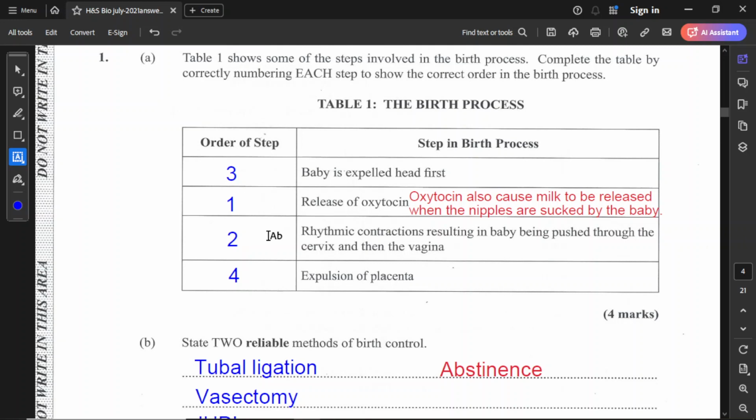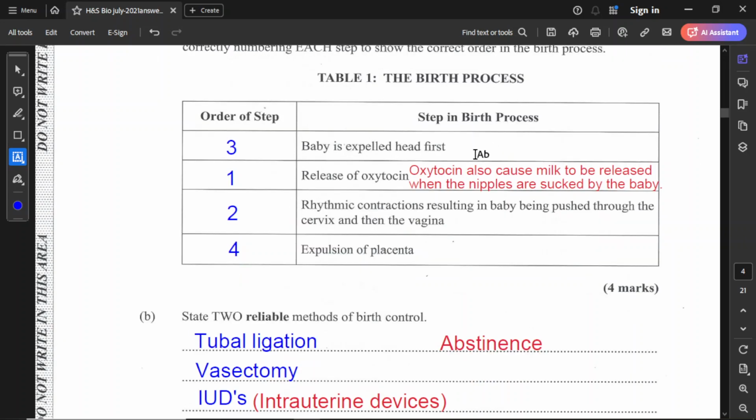The first thing that will happen here is the release of oxytocin. The point to note is that oxytocin also causes milk to be released when the nipples are sucked by the baby. So there are 2 points where you have oxytocin: one, to cause a contraction of the uterus, which brings about what they call labor, and after birth, to release milk from the breast. All right. And so based on this, since we're looking at the birth process, definitely oxytocin will be our first step.